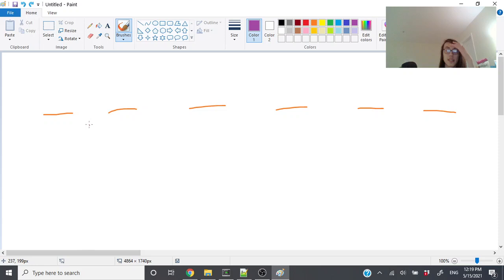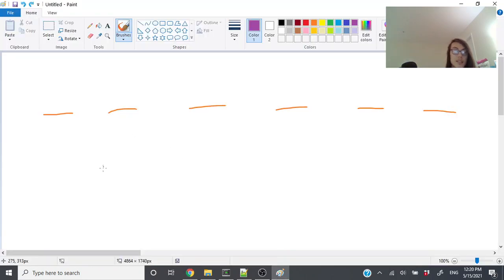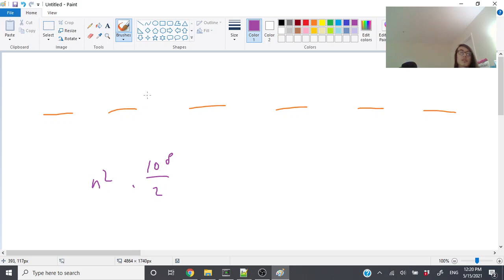For example, like bubble sort. It does a lot of comparisons. So we compare 2 values, and if we find that this one is greater than this one, we swap them. And if not, we don't need to swap them. So bubble sort in this case would take n squared. So it would basically be n squared times 10 to the 8th over 2, because the interval is 2, right? So it would certainly work, because asking the minimum of 2 elements is simply asking which one of these 2 is smaller. And if this one is smaller, then it needs to be moved so this can be sorted.